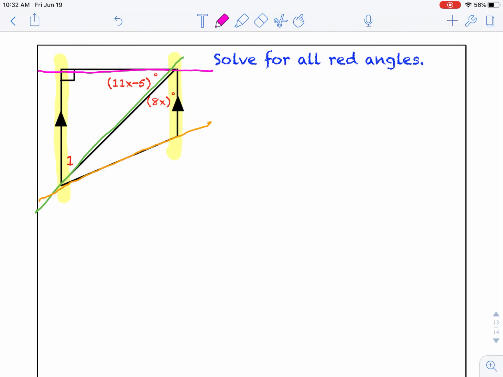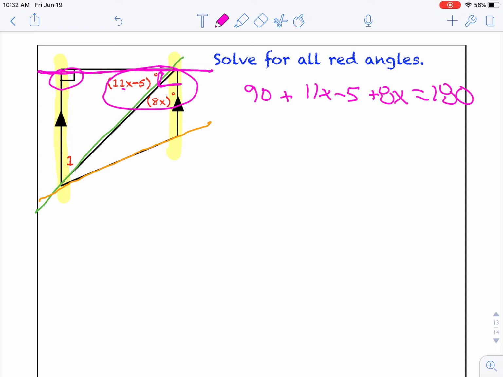So in this problem, you actually have 3 different transversals. You're not necessarily going to have to use them all, but what I noticed right away is that with this transversal right here, this angle right here, and these angles together would have to be 90 degrees, because that 90-degree angle plus the 11x minus 5 plus the 8x has to equal 180, because those are consecutive interior again. Now, really, we could cut this problem down by just setting 11x minus 5 plus 8x equal to 180, because that has to be 90 if those two are supplementary.